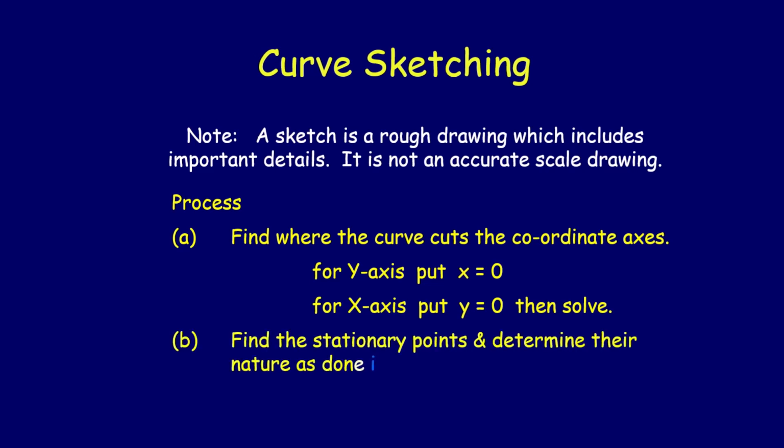You will get where the curve cuts the x-axis. 2. Find the stationary points and determine their nature as done in the previous section. When you're doing curve sketching, we have an assumption that you have already done stationary points. You know how to find the stationary points and determine their nature. That is, whether they are maximum points, minimum points, or points of inflection. These two processes are very important when you are sketching the curve.